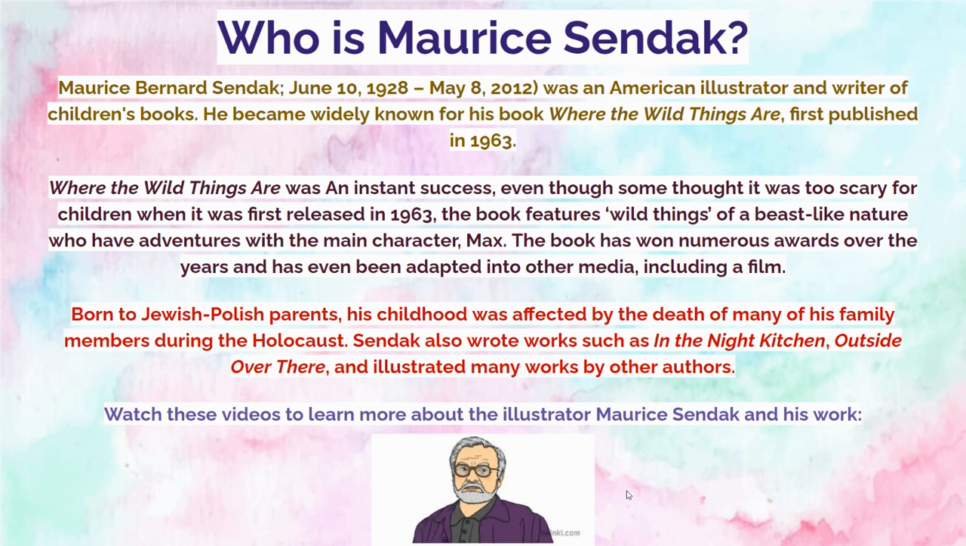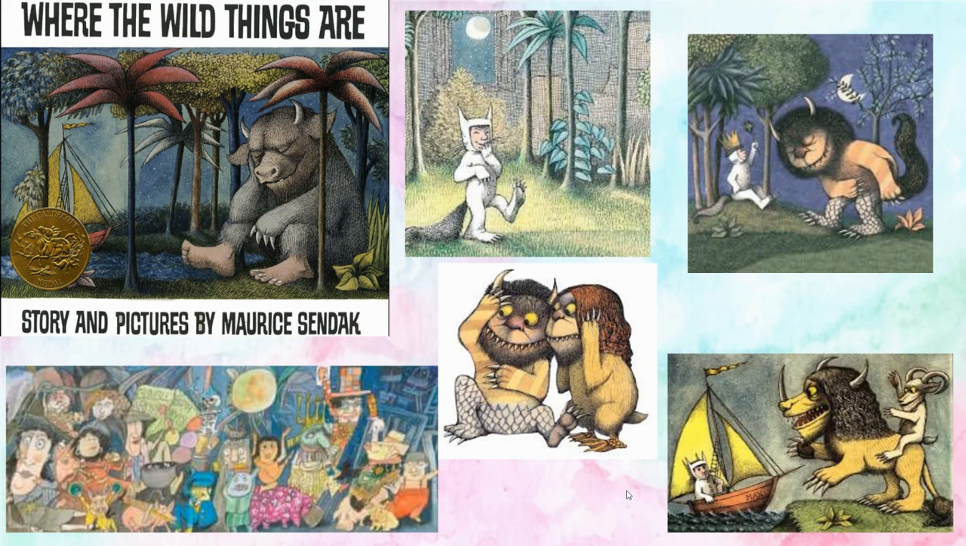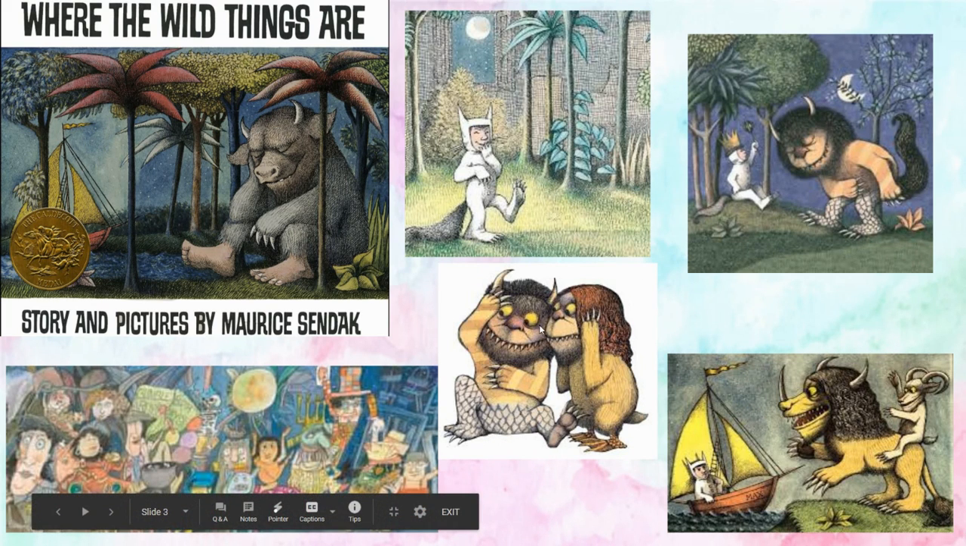Who is Maurice Sendak? Maurice Bernard Sendak was born on June 10th, 1928 and passed away on May 8th, 2012. He was an American illustrator and writer of children's books. He became widely known for his book Where the Wild Things Are, first published in 1963. So some of you might have noticed that by these illustrations here with Max and the monster.